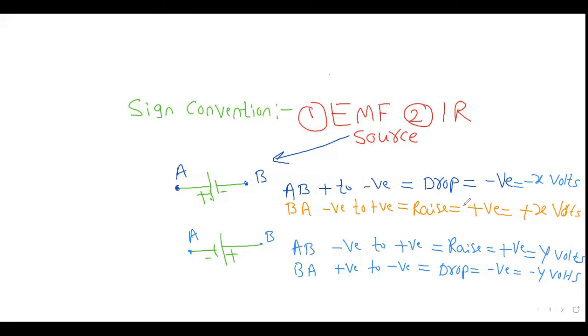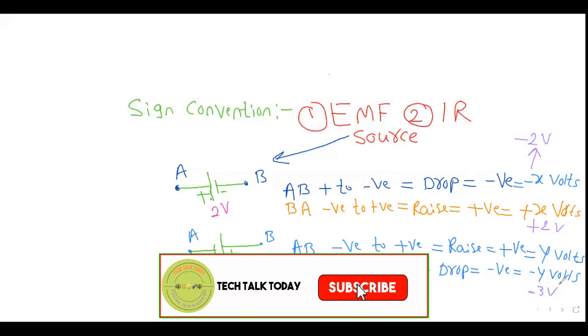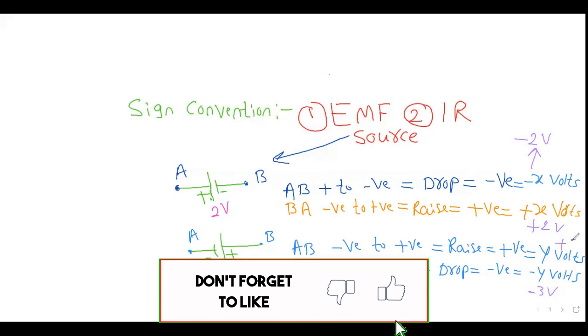Let us complete this example with a conclusion. Say here we have 2 volts and here we have 3 volts. For the analysis, whatever I have explained till now, this will be minus 2 volts, this will be plus 2 volts, and this will be minus 3 volts, and this way will be plus 3 volts.